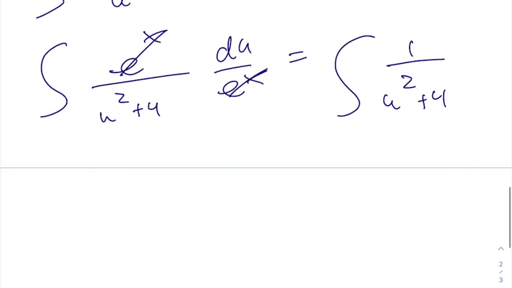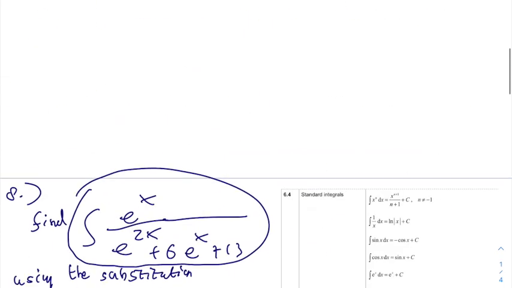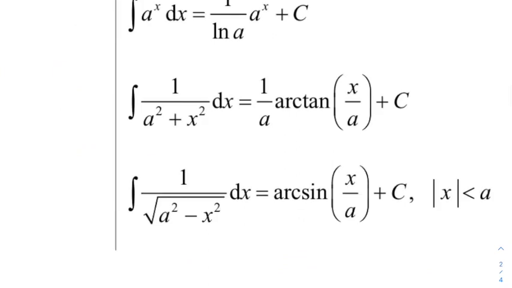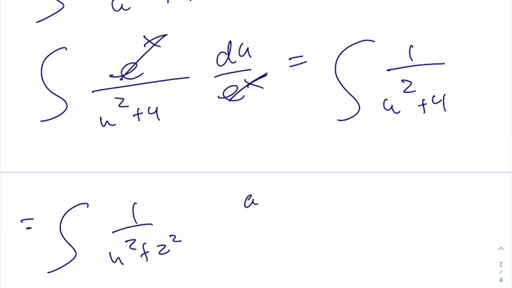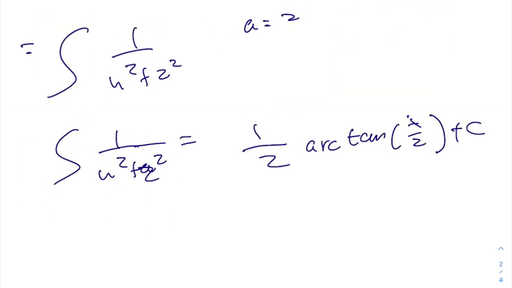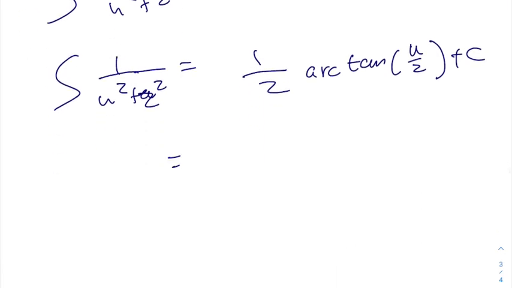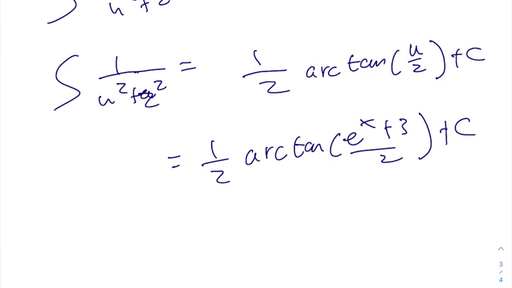Now we have to find the integral of 1 over u squared plus 2 squared. Using our formula booklet right here, we see that the integral of 1 over a squared plus x squared dx is 1 over a arctan of x over a, plus c. We can use this, and in this case a equals 2. So the actual final answer is going to be 1 over 2 arctan of (e to the power of x plus 3) over 2, plus c. This is the final answer.